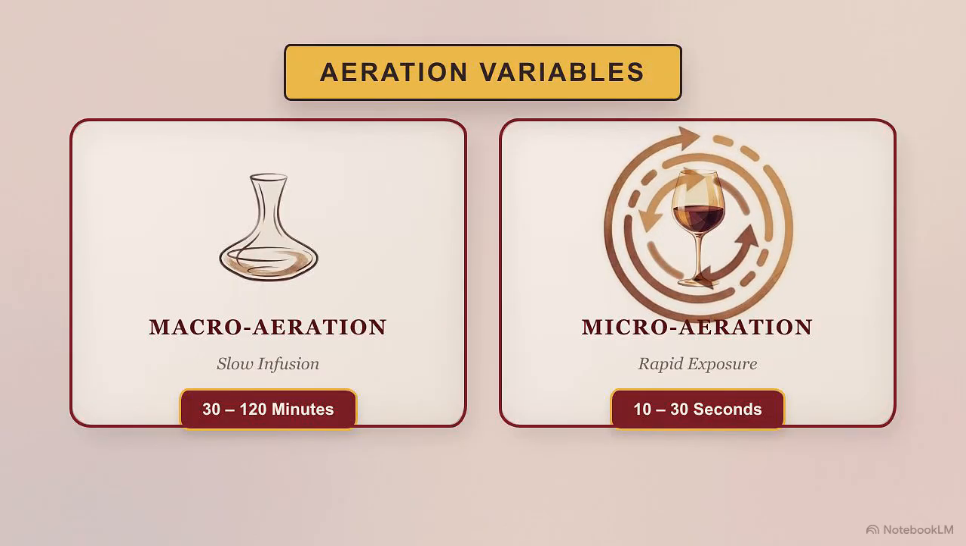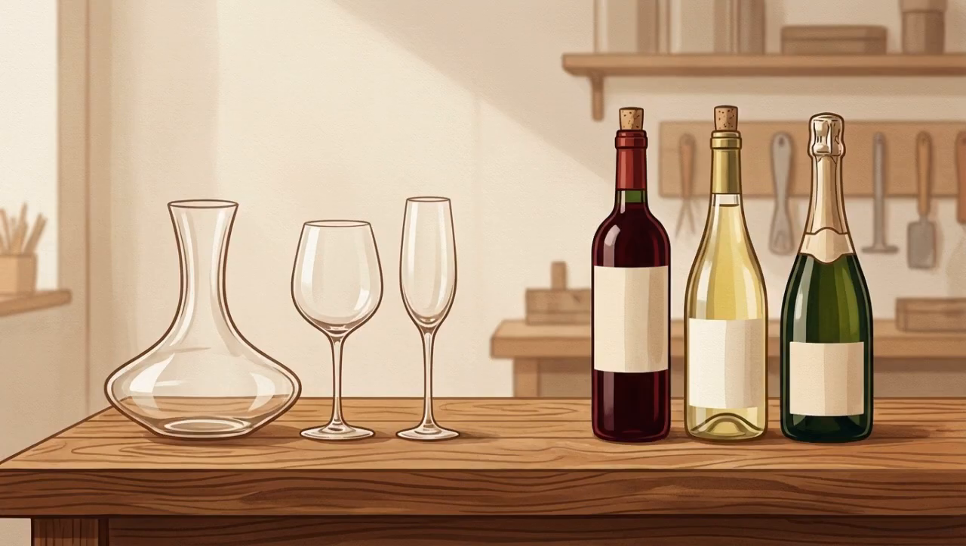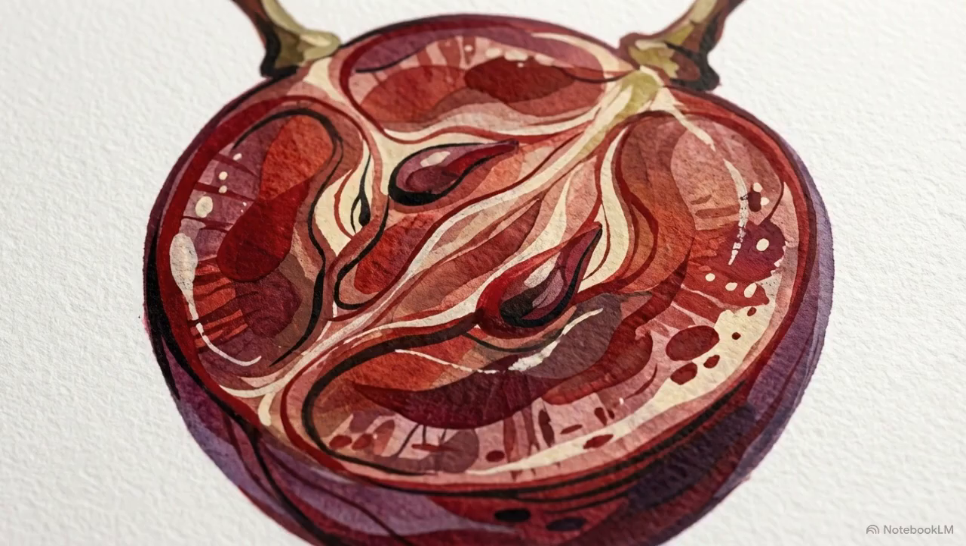In both scenarios, you use ambient air to alter the chemistry. The difference lies in the time and physical force of the exposure. Effective aeration requires matching the chemical intensity of the tool to the specific structural demands of the liquid. Oxidation is half the equation.